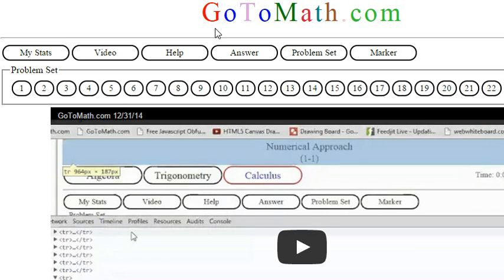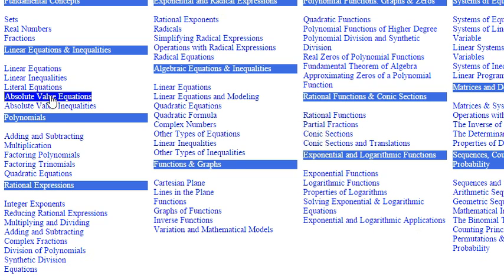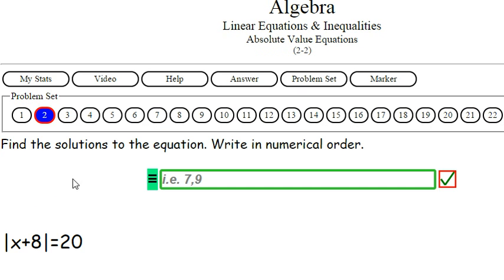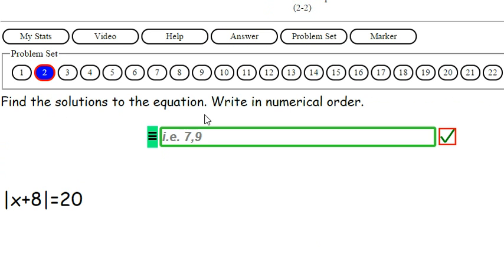Okay, we're over here at somewhere. We're going to go to math.com. Click on the algebra. Let's go down to absolute value equations 2.2, I believe is what we're looking at. Find the solutions to the equation, write in numerical order.